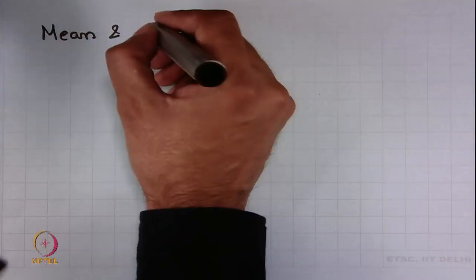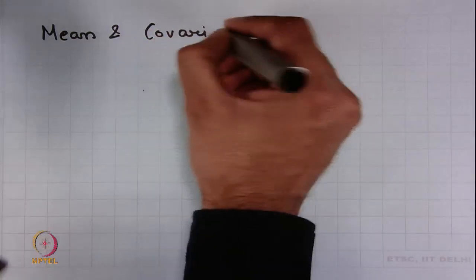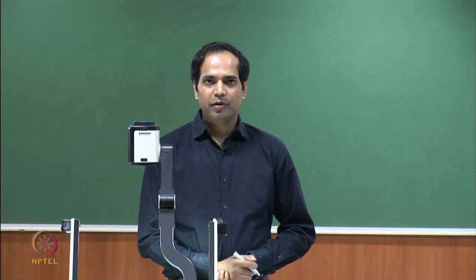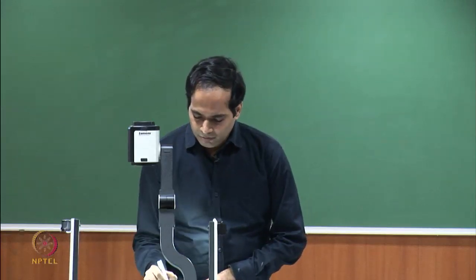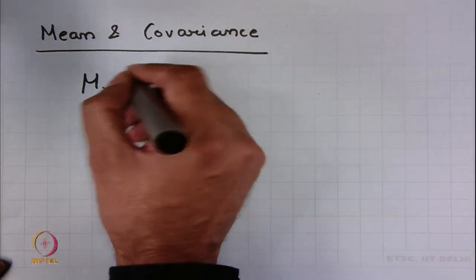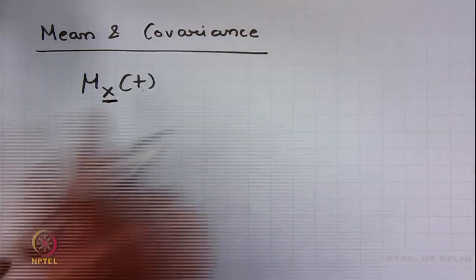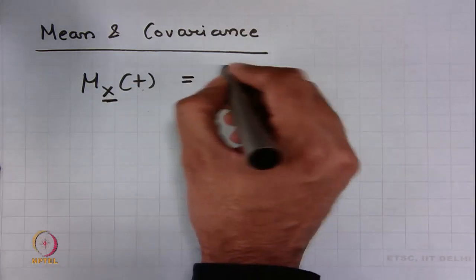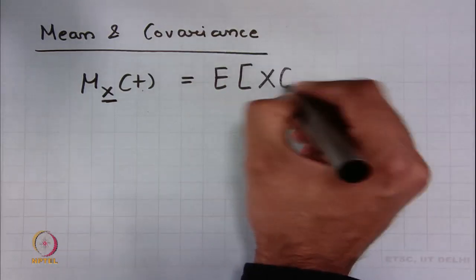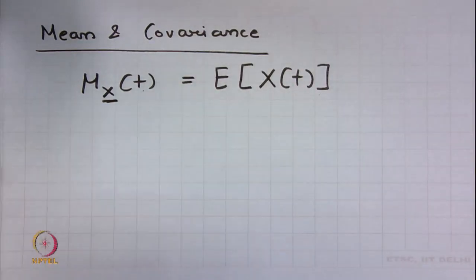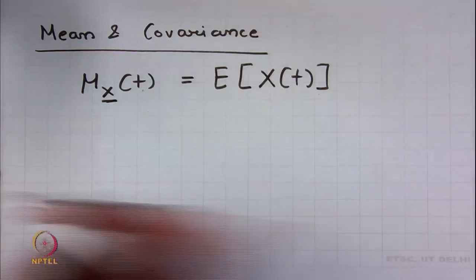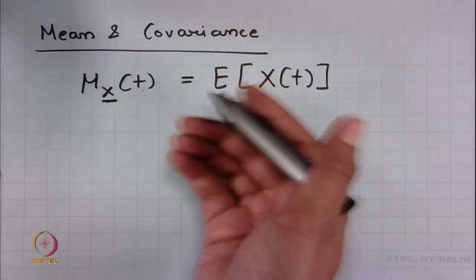So, let us talk about the mean and covariance properties of random processes. So, we have done this for the case of random variables, and now we would like to do it for random processes. So, the mean of a random process X(t), so X here stands for the process X(t). So, the mean of this process is nothing but the expected value of the random process X(t). Okay. So, it is very simple. In the mean of a random variable, we were taking the expected value of a random variable. Here, for the mean of a random process, we have to take the expected value of a random process.